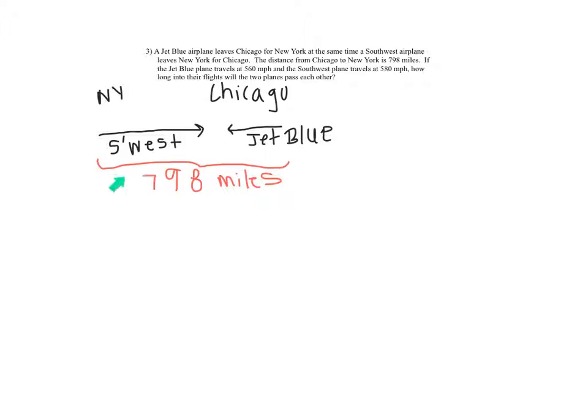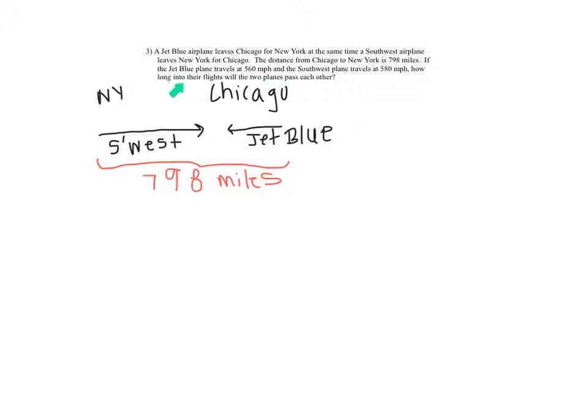So the next thing to our diagram that we can do is discuss the distance here. The distance from Chicago to New York is 798 miles. So this entire distance is 798 miles. So maybe the Southwest plane travels for 500 miles, while JetBlue travels for 298 miles.